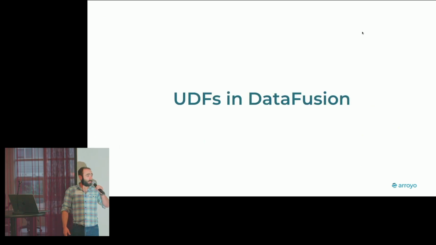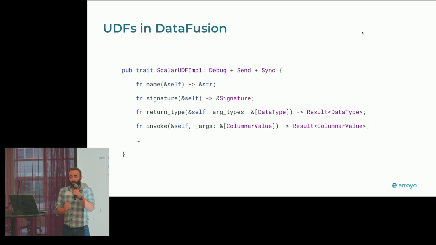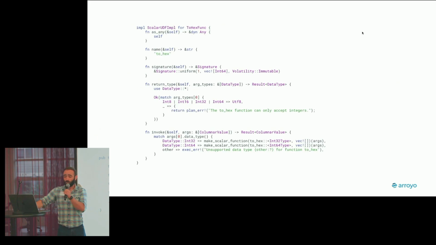So UDFs in DataFusion. DataFusion actually has support for UDFs out of the box. They provide this trait called ScalarUDFImpl, which you basically fill out. You give it a name, you give it a signature, for what types it can be called on, what arity of arguments. Give it a data type, and then implement the invoke method, which actually runs the UDF.